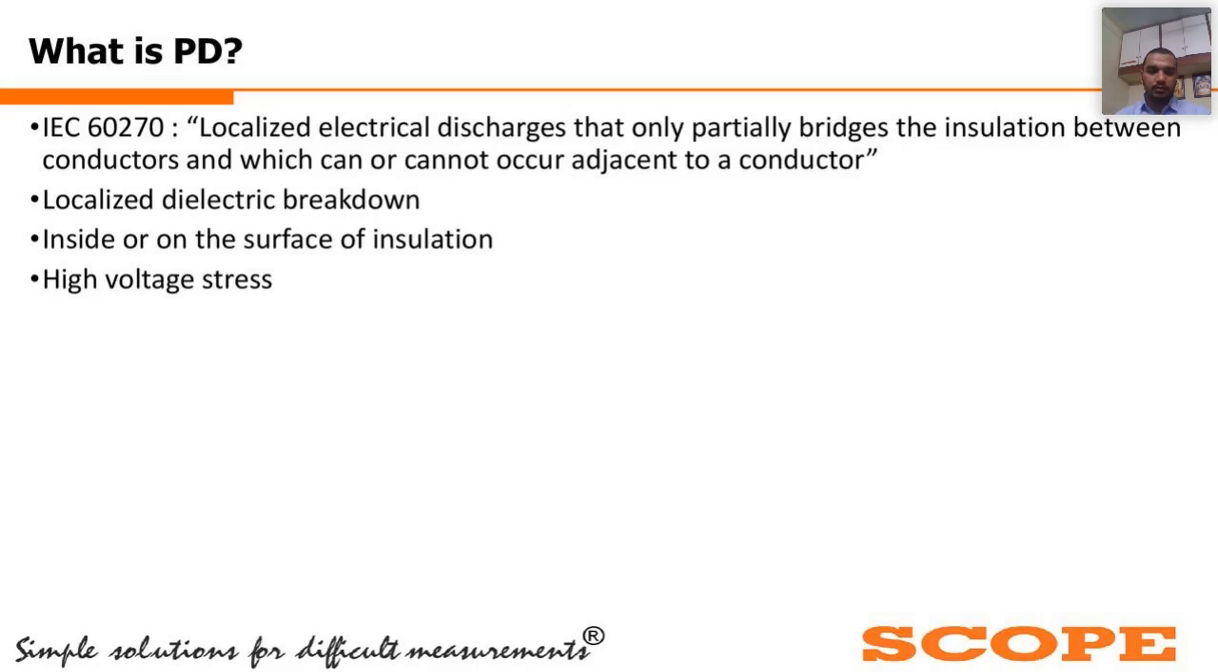Now, the last one is the high voltage stress. What we are trying to say with this definition is that with high voltage stress at these physical defects, the defects that are inside or on the surface of the insulation, they give out these discharges. Partial discharges start occurring only when you charge these areas with high voltage. This is why the term high voltage stress has been written over here. So with this idea, we'll move forward.